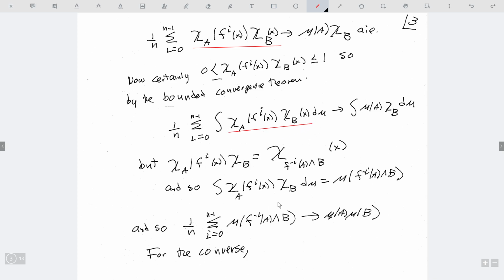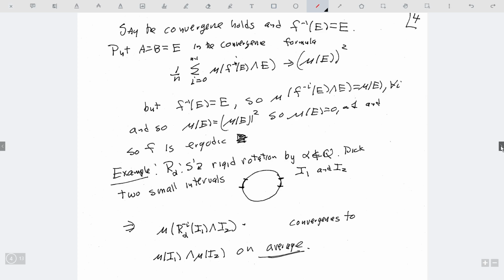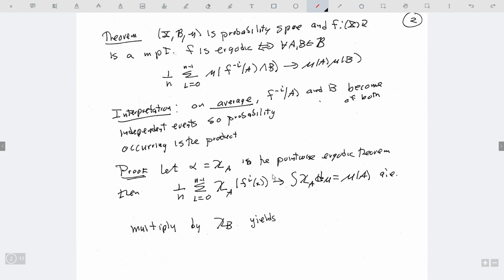So we replace this with this formula, and we get exactly what we want: that this measure of f to the minus I of A intersect B converges, on average (Cesaro average, if you like), to the product of the measures.